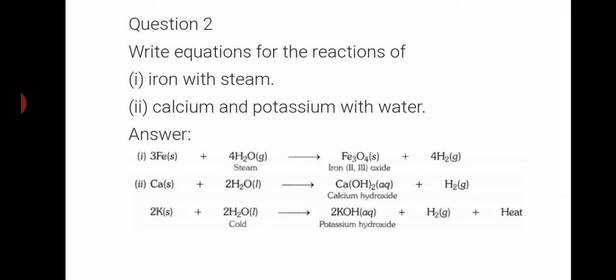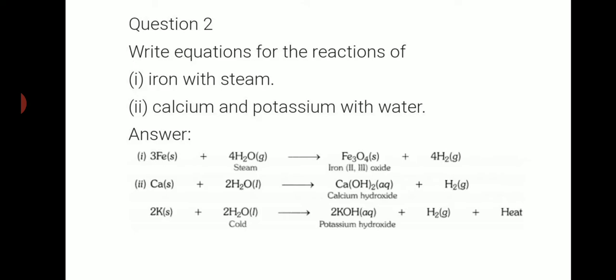The second one, equation for the reaction of iron with steam. Usually some metals will not react with water, but instead of water, they react with steam. So iron with steam. Steam is nothing but the vapor form of water, right? So H2O it is. What happens when you pass hot steam over iron, it reacts and forms iron oxide, Fe3O4, which is a solid. Along with that, hydrogen gas is liberated.